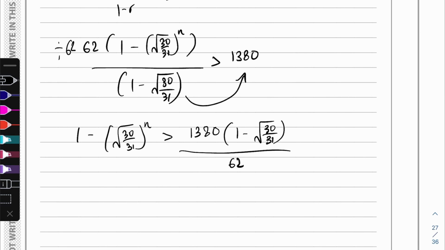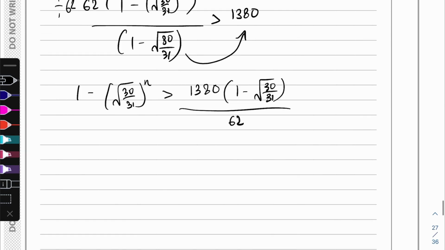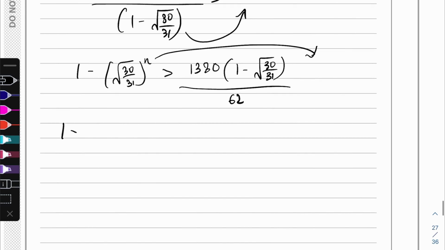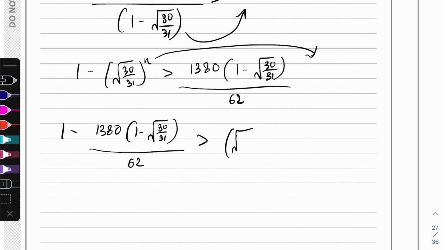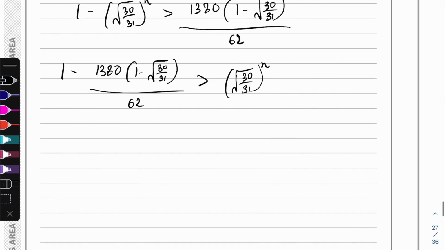Now this is probably going to be a number, isn't it? Right? So before we do that, let's move this r to the other side. So this becomes 1 minus 1380, 1 minus square root 30 over 31 over 62 is greater than root 30 over 31 to the power n. So now let's work this out.